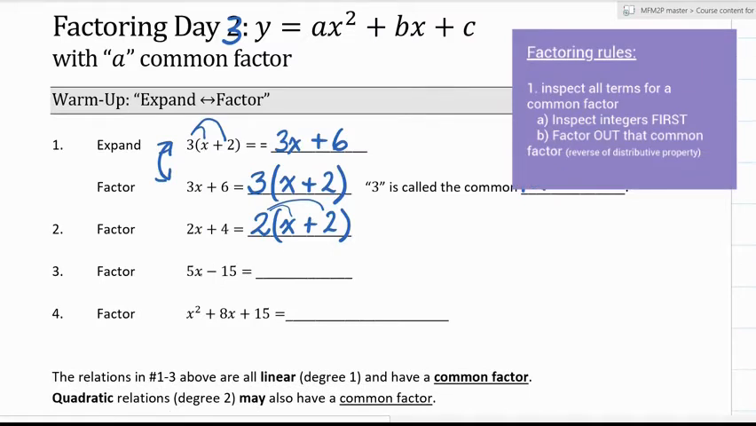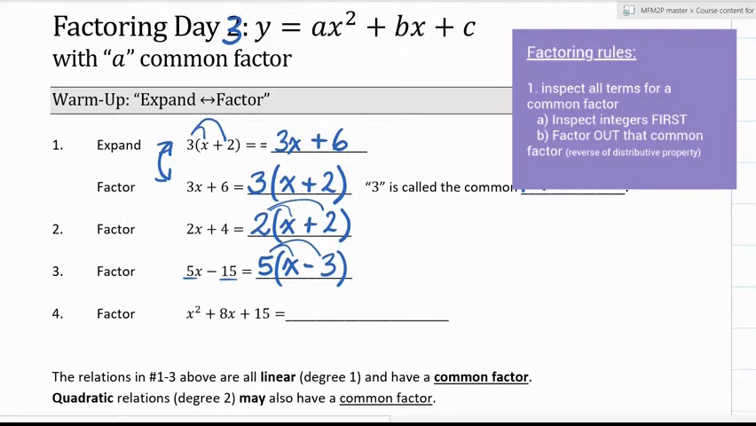Factoring this one, what is common between 5x and negative 15? Well, the signs don't really matter at this point. Just inspect the integers. 5 and 15 have a common factor of 5. 5 times what will give me 5x? Just x. 5 times what will give me negative 15? Now the sign is important. It would have to be negative 3, remembering we are multiplying across these arches. So we can check our work and go backwards and know that we've done this right.